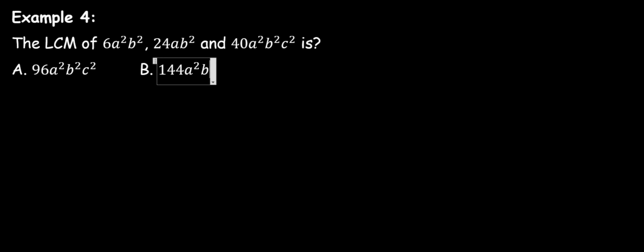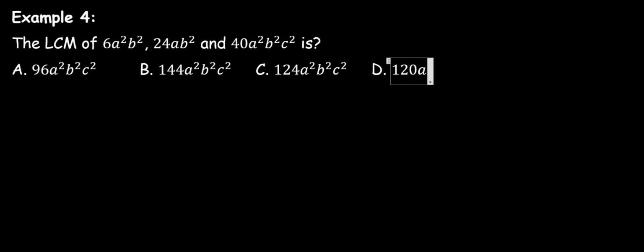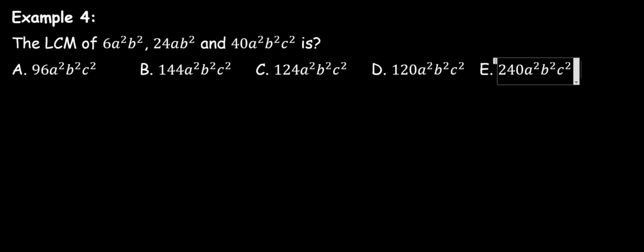144a square b square c square. C. 124a square b square c square. D. 120a square b square c square. E. 240a square b square c square.